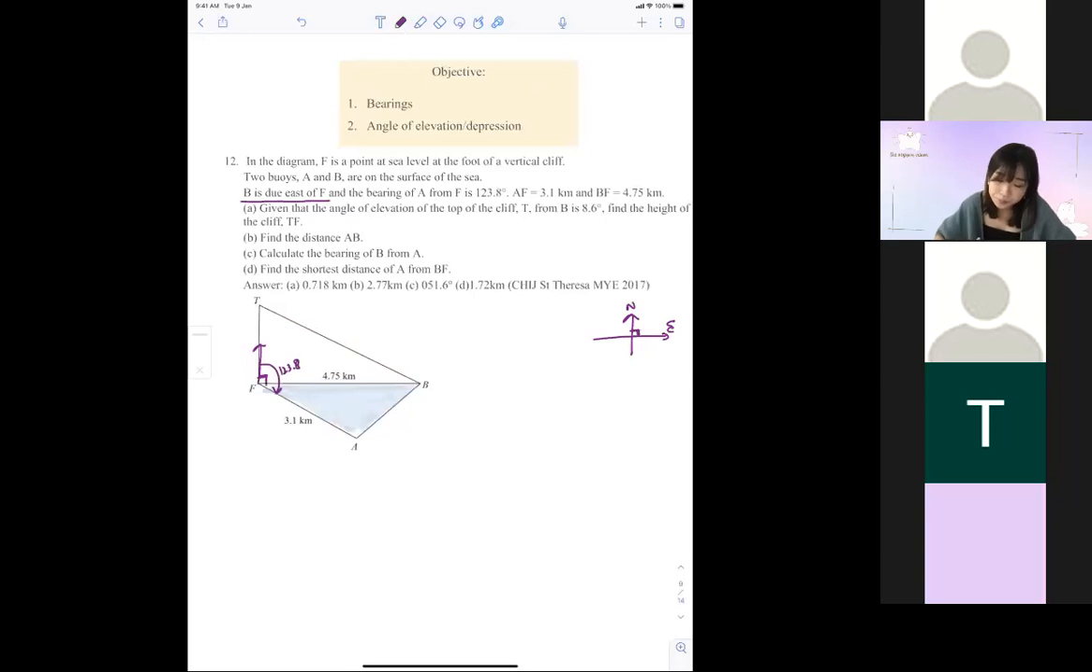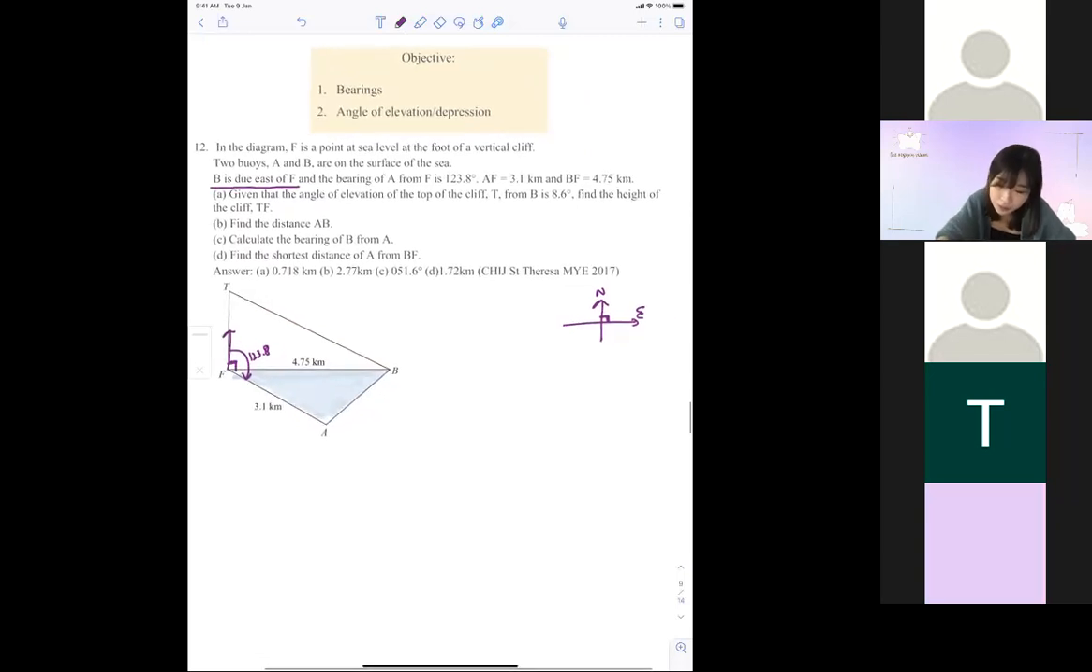They give you the two lengths. Now, they want you to find the height TF. One by one first. So you know that the angle of elevation of the top of the cliff from B is 8.6. So this is what you do.